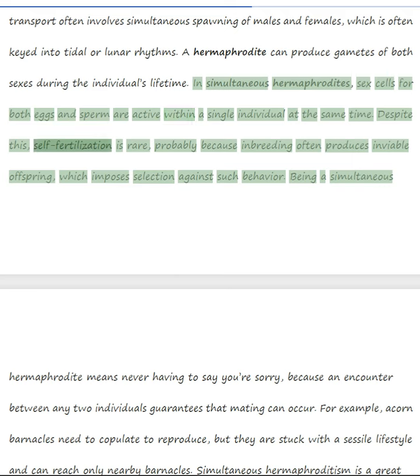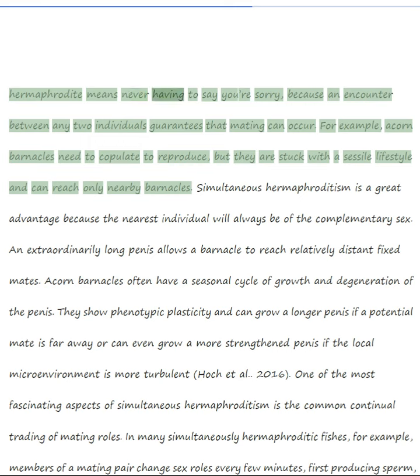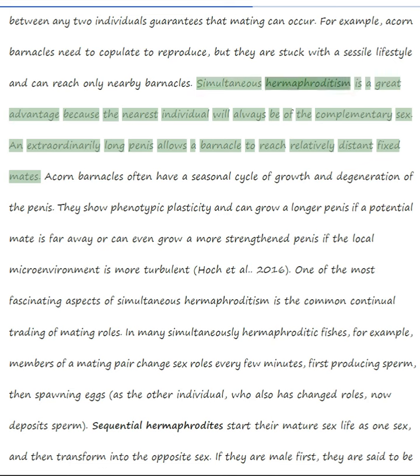Despite this, self-fertilization is rare, probably because inbreeding often produces inviable offspring, which imposes selection against such behavior. Being a simultaneous hermaphrodite means never having to say you're sorry, because an encounter between any 2 individuals guarantees that mating can occur. For example, acorn barnacles need to copulate to reproduce, but they are stuck with a sessile lifestyle and can reach only nearby barnacles. Simultaneous hermaphroditism is a great advantage because the nearest individual will always be of the complementary sex.